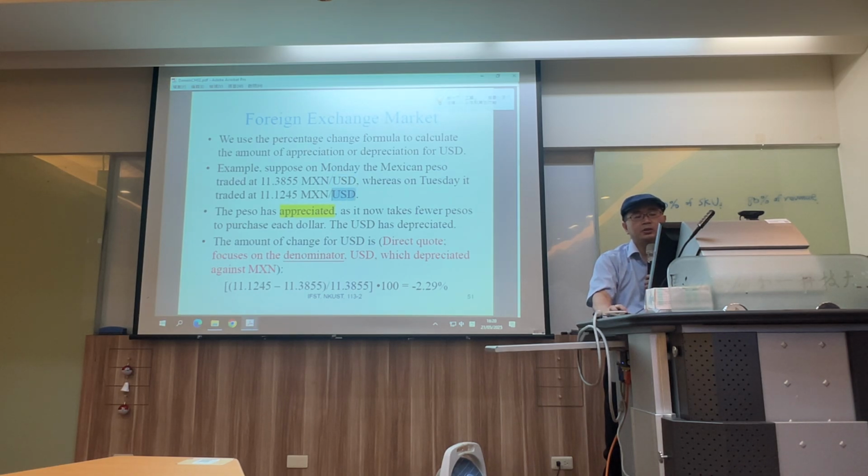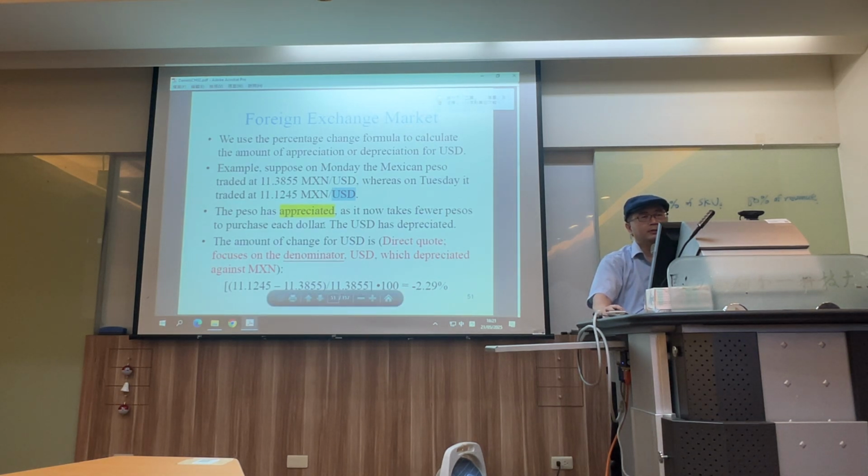So it means the USD becomes depreciated, right? Or weaker, in layman's terms. And so in other words, the Mexican peso has appreciated, because it now takes fewer Mexican pesos to purchase each dollar, right?